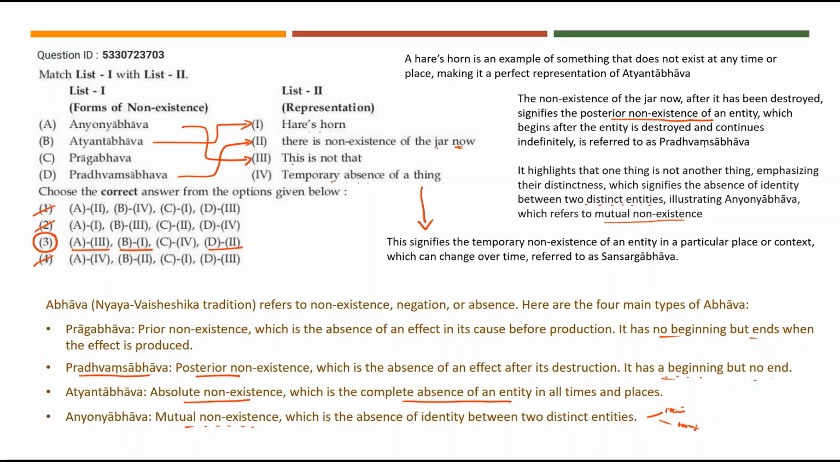Then what is this fourth statement? This is referred to as Sansarga Bhava. So I am not including the context of Sansarga Bhava in this particular explanation. Whatever is given in list 1, those terms only I have mentioned here. So the right answer for temporary absence of a thing will be Sansarga Bhava. So that's why I concluded the answer with A, B and D.